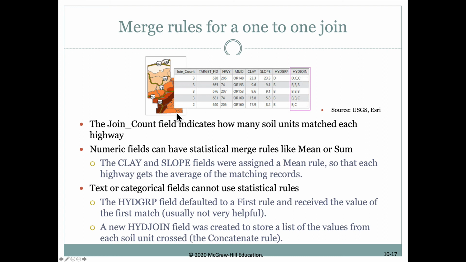So for example, road 206, which runs here, passes over 3 different types of soil, which are D, C, and C. The one that we looked at before, Highway 74, passes over 3 types of soil. They're all the same, but they're all just listed there so we know what those types are, B, B, and B.